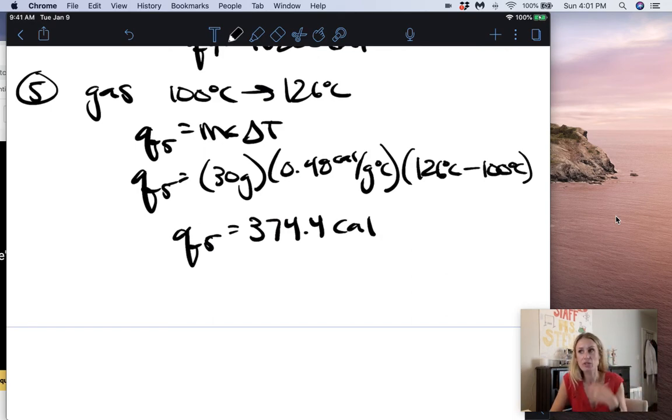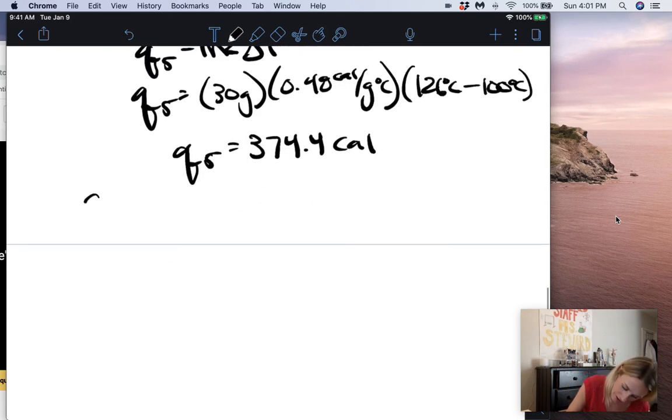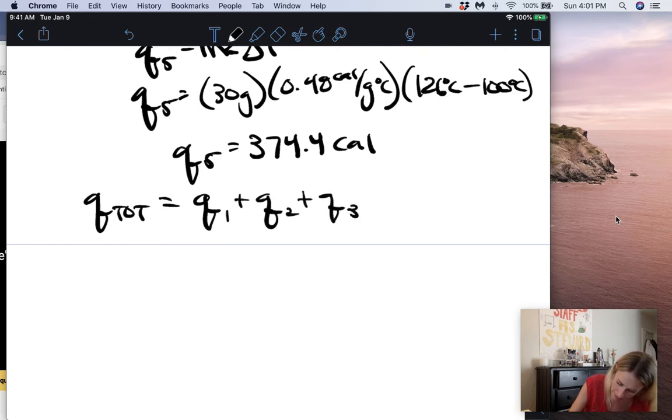Now, we're not done yet. We wanted to know the total amount of heat that's needed for this whole process that we calculated. So what we do here, our Q total will be equal to the heat added from part 1 plus the heat added from part 2 plus the heat added from part 3 plus the heat added from part 4. I'm getting ahead of myself. Plus the heat added from part 5.